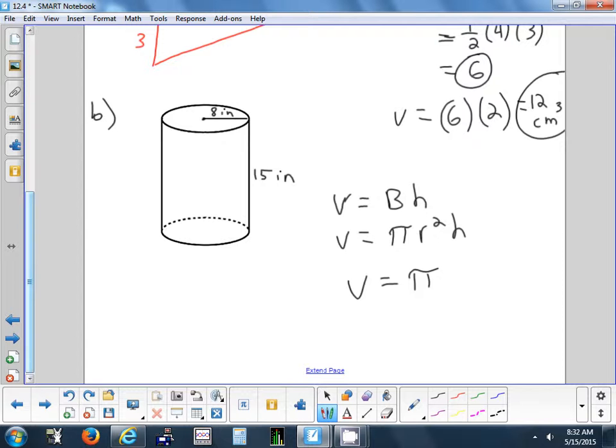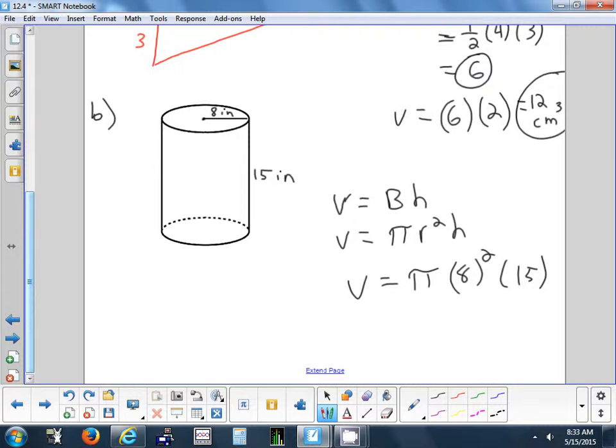Okay, Rose, what's r in this case? 8. Yeah, radius is 8. And how about my height? 15. Another thing you want to be careful of, this would be really tricky if they did it, if they gave you, say, the height in feet and the radius in inches. You got to make sure that everything is in the same units.